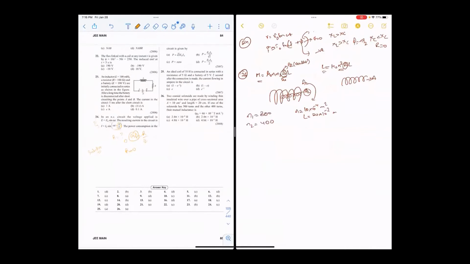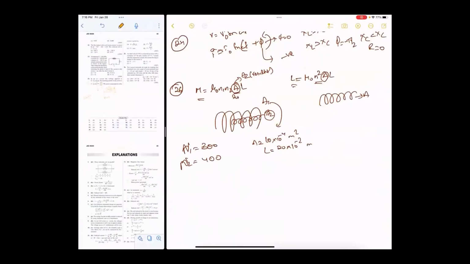But these N1 and N2 are capital N1 and capital N2. It is not per unit length. So what I should do, M is mu naught into small n1, which is capital N1 by L, into capital N2 by L, into the resultant area into length L. One L gets cancelled. Don't get confused. Small n1 is in the formula. In the question they gave capital N1. If you don't do that, you'll get the wrong answer.